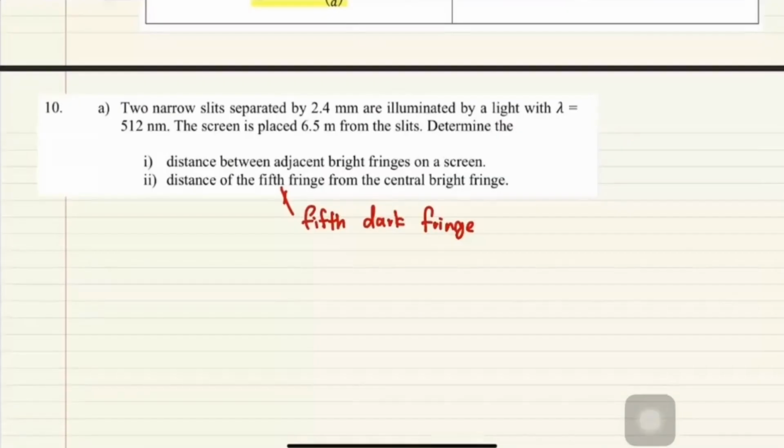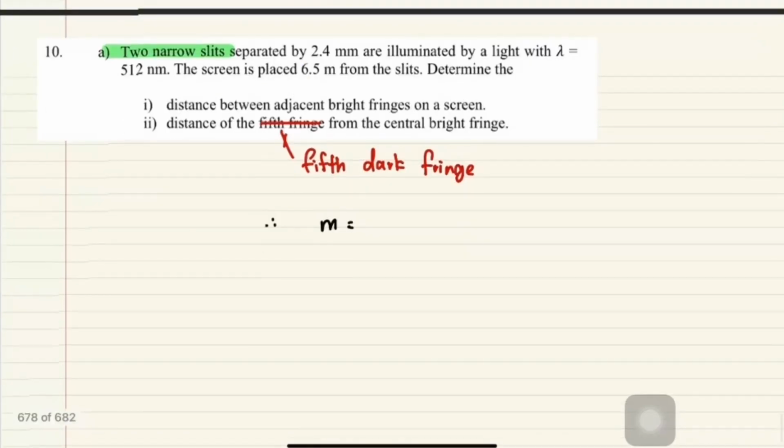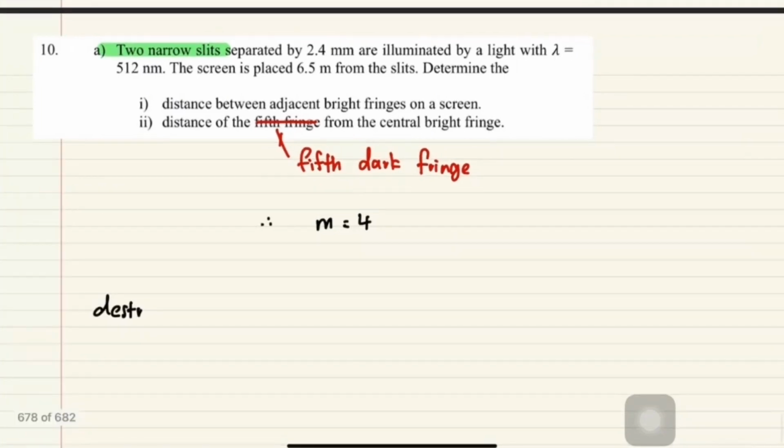So for the fifth dark fringe, what should M be equal to? This is the double slit. Two narrow slits, so this one is the double slit. Like I said just now, for a dark fringe, what is M? For the fifth dark fringe, 4. Yes, M equals 4. And because this one is destructive, you have to use the formula for destructive. y equals, this is the double slit, destructive, (m plus half).